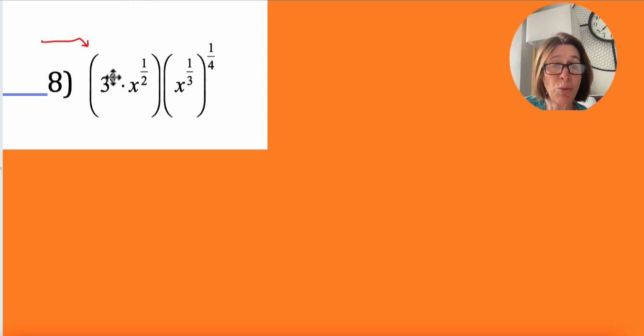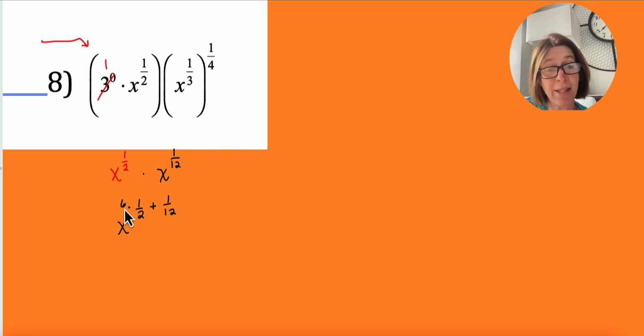Well, we know 3 to the 0 is 1, so that was just me asking you, do you know that rule? I have x to the 1/2, and then I have a power to a power, so I'm going to multiply the exponents, and that's going to give me x to the 1/12. Now I have power times a power, so we have to add the exponents. So 1/2 plus 1/12. All right, common denominator would be 12, so I would multiply this by 6/6. So I get x to the 6/12 plus 1/12, which is x to the 7/12.